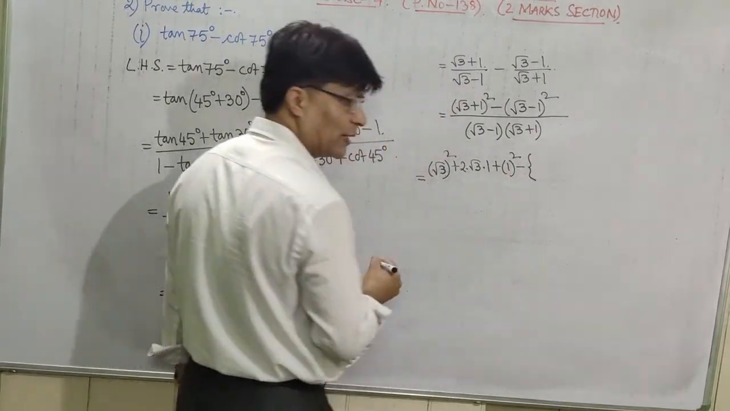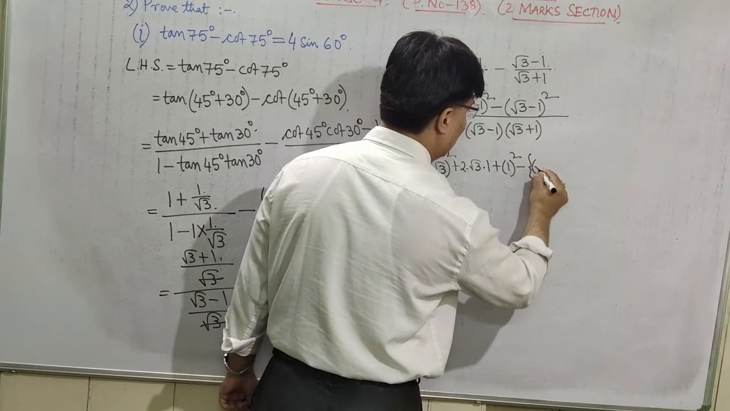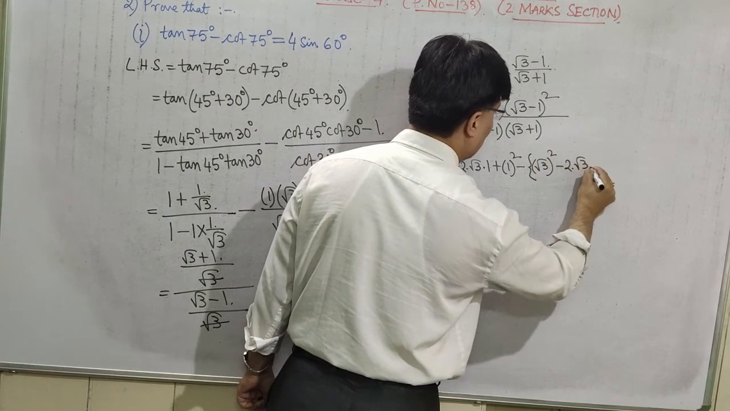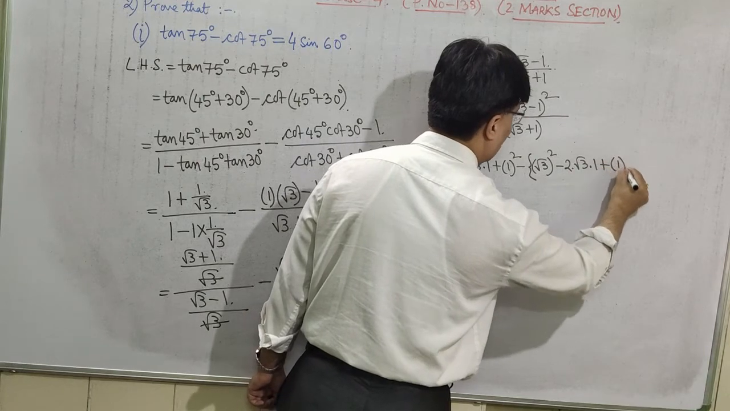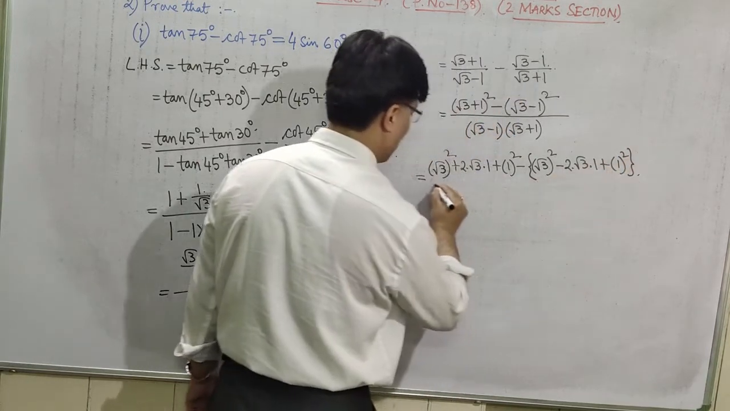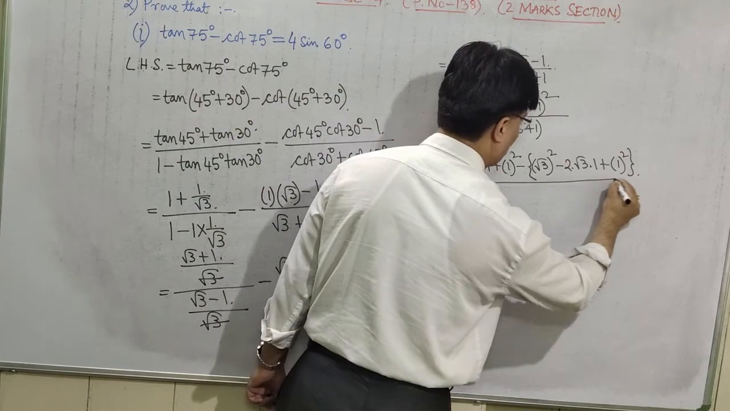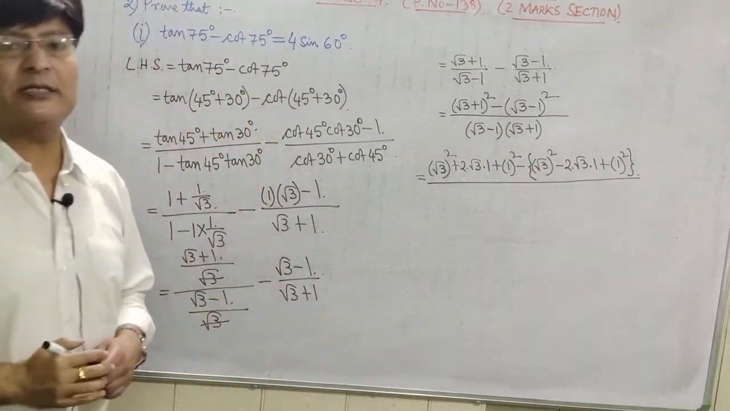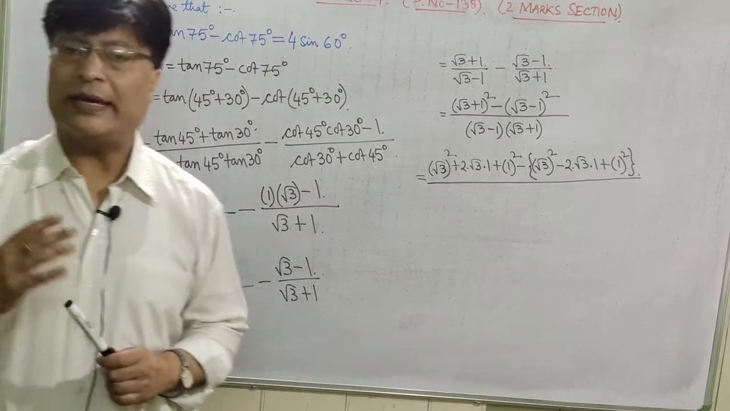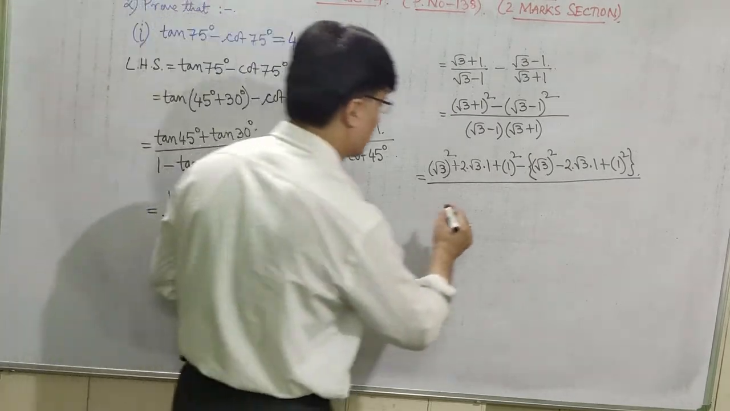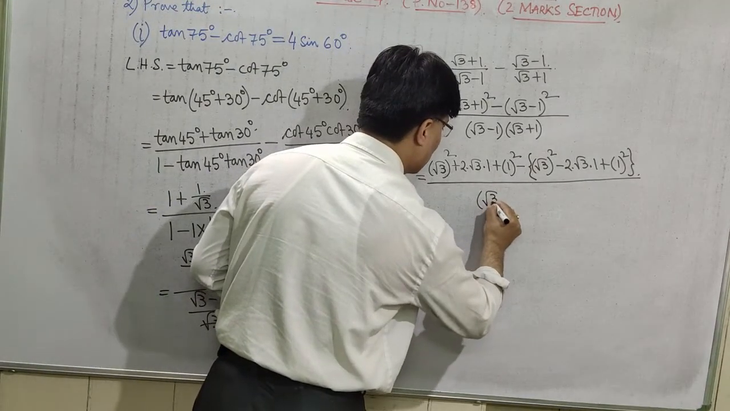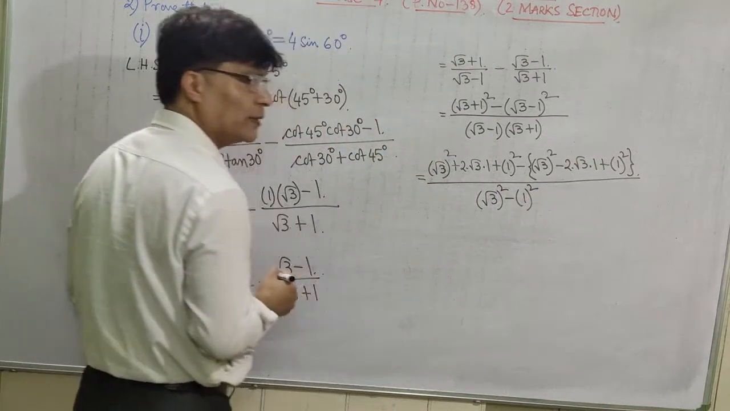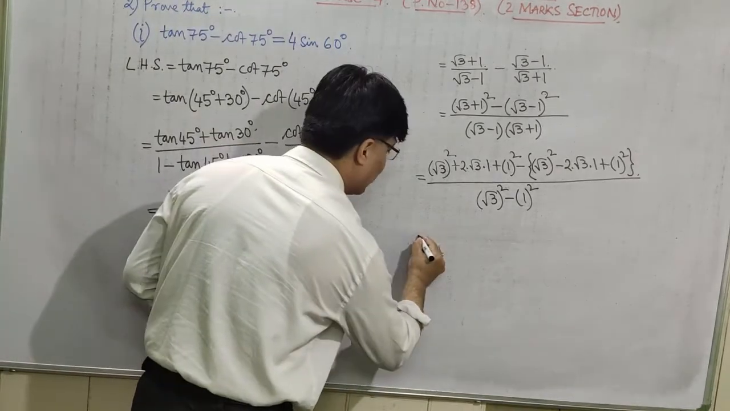So within the second bracket, what is a whole square? Root 3 whole square minus 2 into root 3 into 1 plus what is b whole square? 1 whole square. So this whole divided by, now in the denominator we have a minus b into a plus b, that is a square minus b whole square. So it is root 3 whole square minus 1 whole square. Okay. So let us simplify it further.